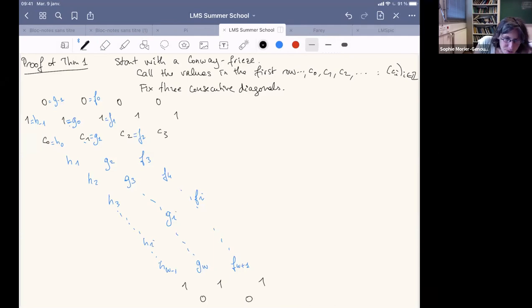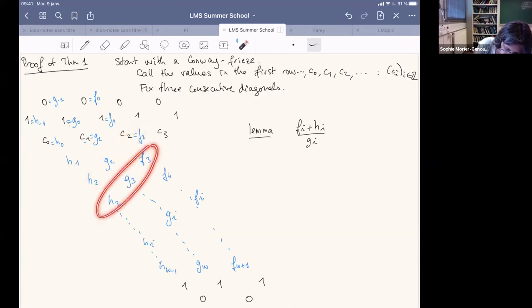Okay, and so what I'm saying here is that now I'm going to look at the quantity Fi plus Hi over Gi. And let's say it's a lemma. So what is it? When I look at these three variables, this quantity does not depend on i, it's a constant.